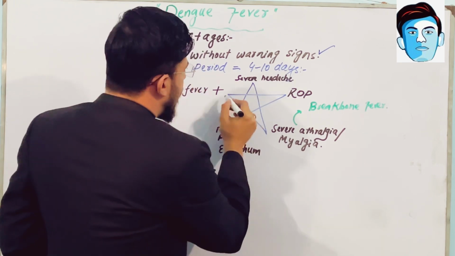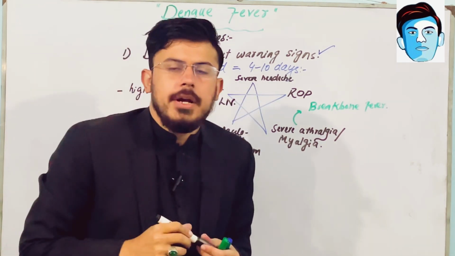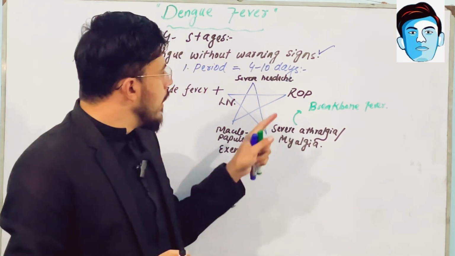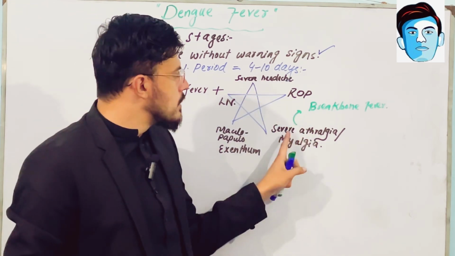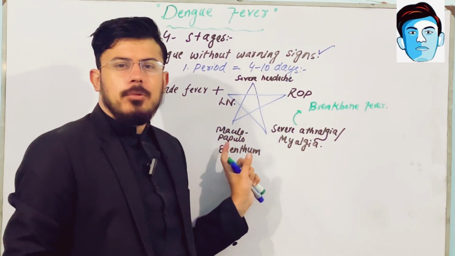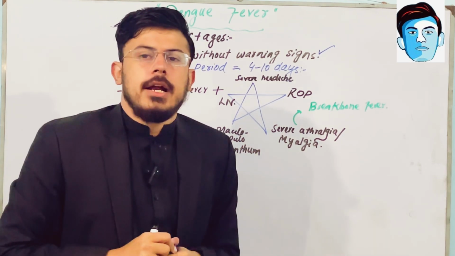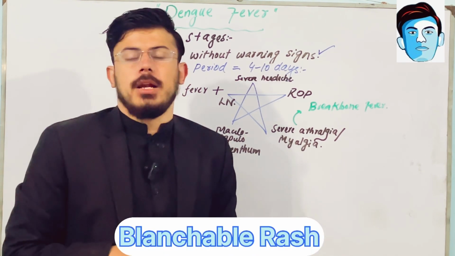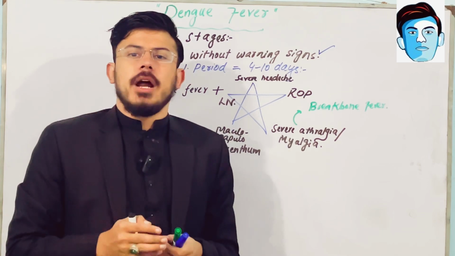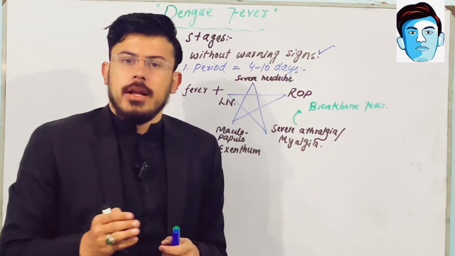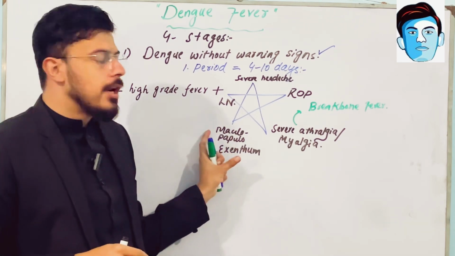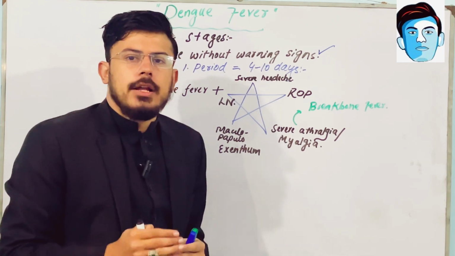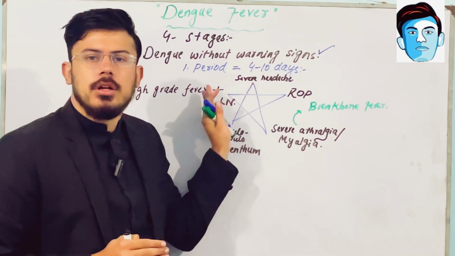and enlarged lymph nodes. So I repeat, in the first stage there will be high grade fever associated with severe headache, retroorbital pain, severe arthralgia or myalgia, maculopapular exanthem, and the most important is that the rash developed in dengue is called a blanchable rash. A blanchable rash means that when you apply pressure on the skin, the rash will disappear. So there will be a blanching rash and enlarged lymph nodes. At least 2 or more criteria must be fulfilled in the STAR criteria along with the fever.